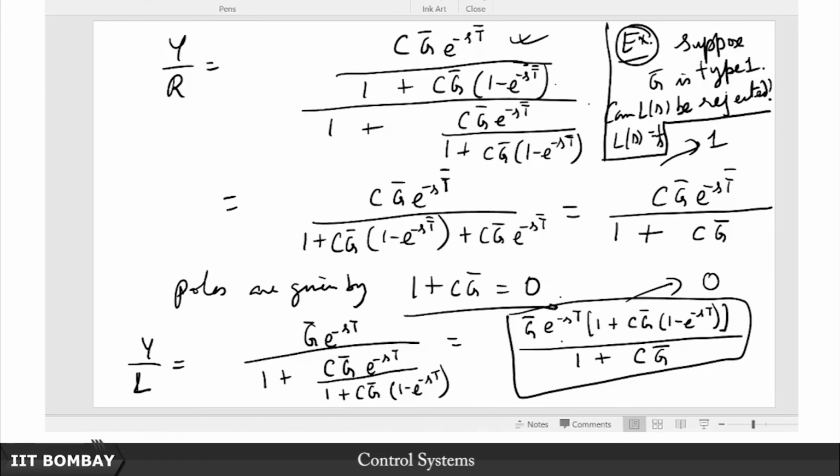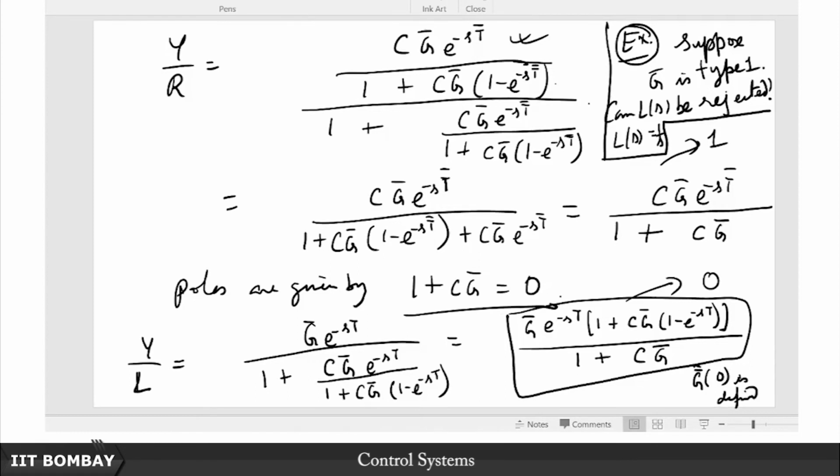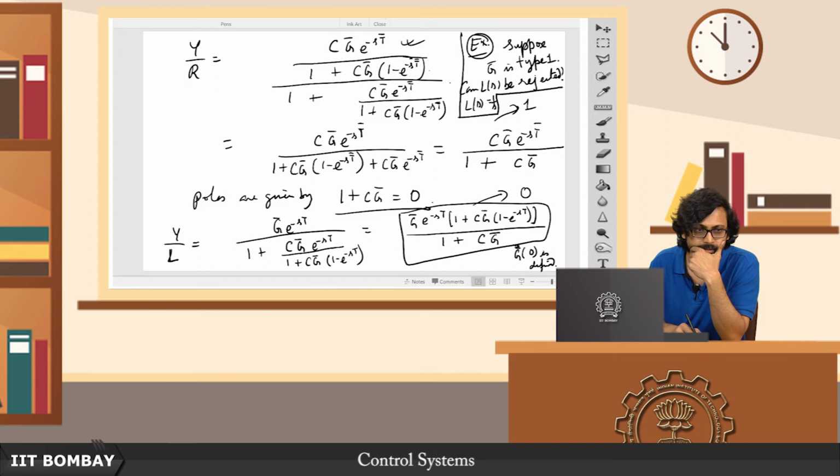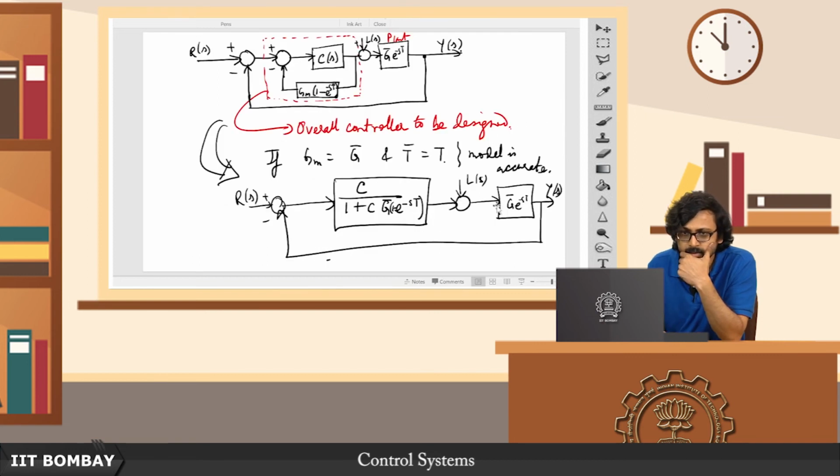So you will have to apply the limit S tending to 0 here. And now, because you are considering that this transfer function is going to be of type 1, this is going to be written in the form where this g bar 0 is defined, it is a constant. So now, what was it? Yeah, so this was g bar.